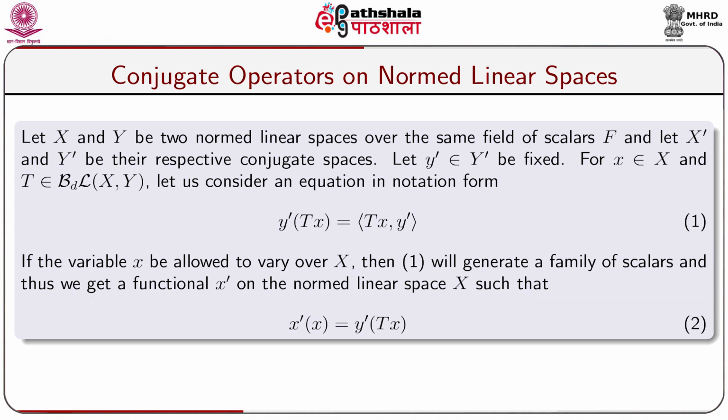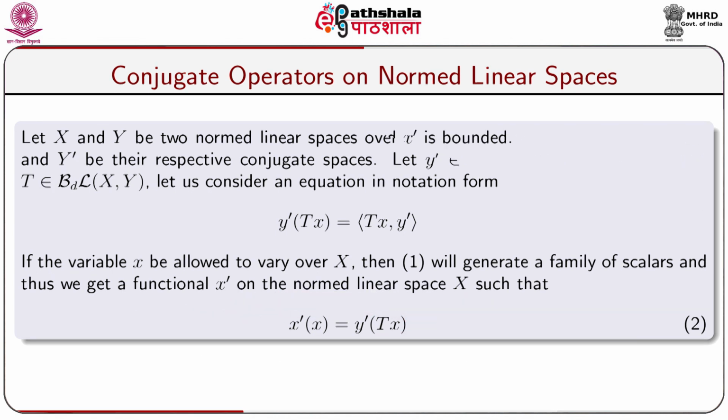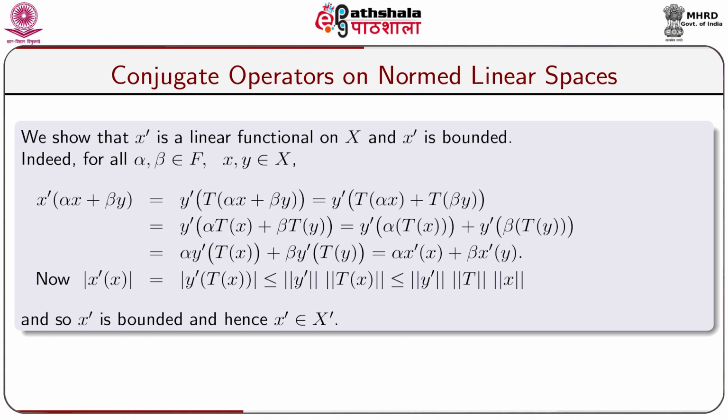If the variable x is allowed to vary over X, then equation 1, that is, y'(Tx) equal to the symbol (Tx, y'), will generate a family of scalars, and thus we get a functional x' on the nonlinear space X such that x'(x) equals y'(Tx). This is equation number 2. We shall now show that x' is a linear functional on X and x' is bounded.